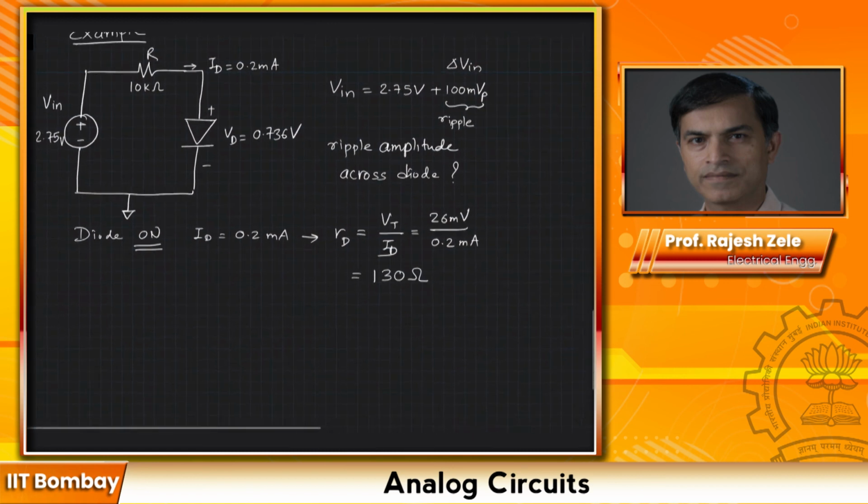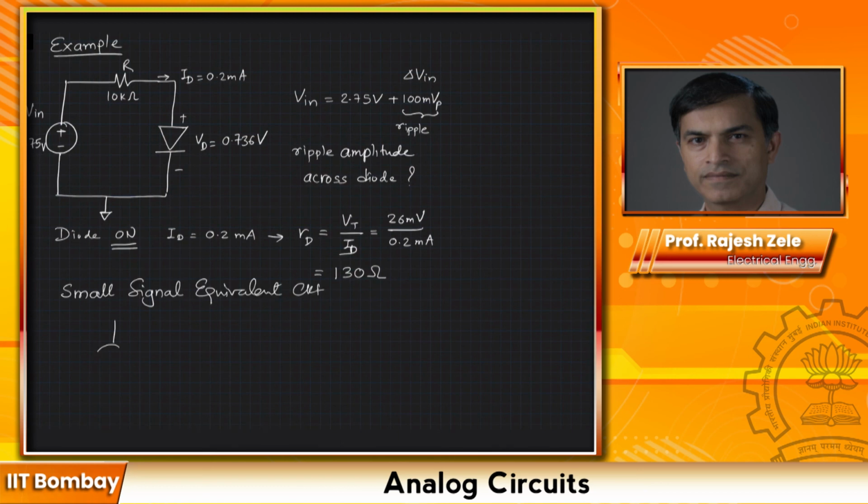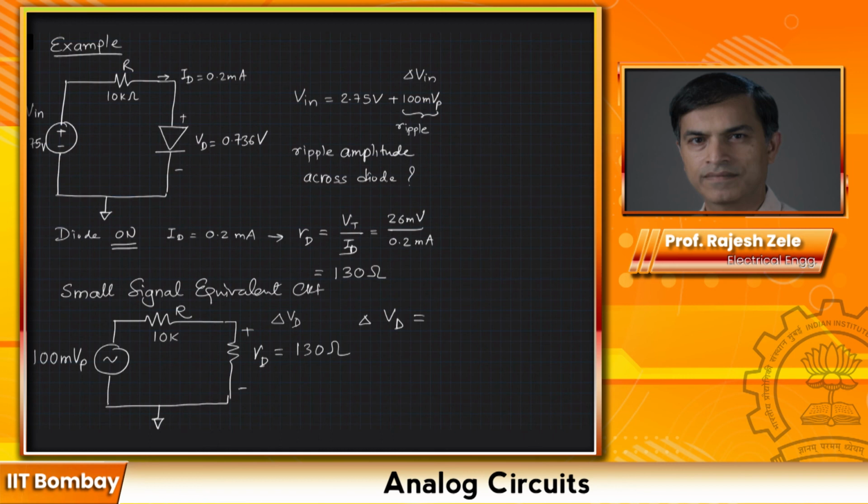Now we can draw a small signal equivalent circuit. We will show only the incremental quantities now. This is the thing that you have to remember. This is your 10k resistor, and the diode is represented by RD, which is equal to 130 ohms. Now suddenly the circuit looks very simple. For small signal analysis, I'll pause here and let you calculate what the voltage across the diode should be. Calculate delta VD based on this circuit.